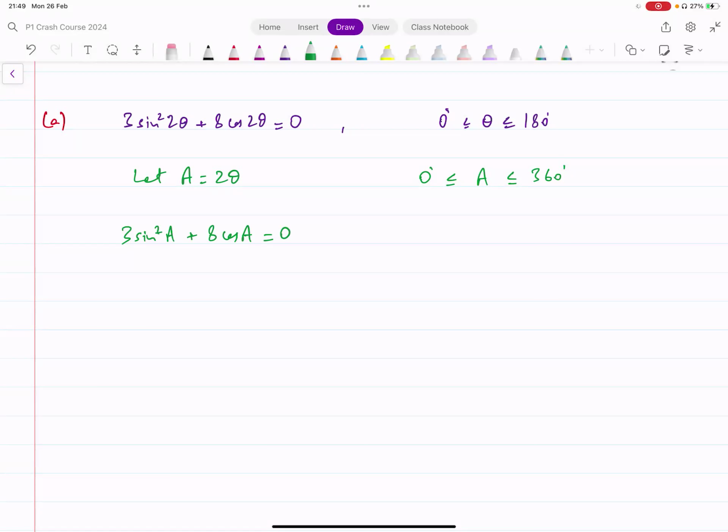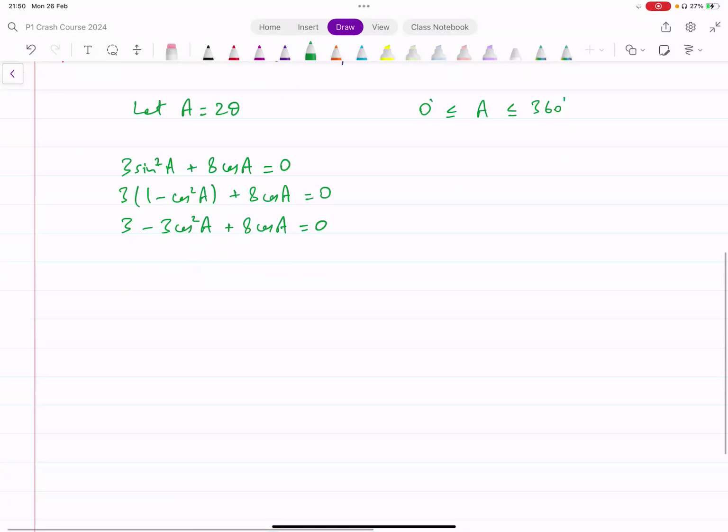Okay. Now we first have to convert this equation to a form in which we only have one kind of function. Right now we have sine and cos, both of them. What we can do is convert sine square to cos square. So we can say this is 3 times 1 minus cos square A plus 8 cos A equal to 0. Let's simplify this. That gives us 3 minus 3 cos square A plus 8 cos A equal to 0.